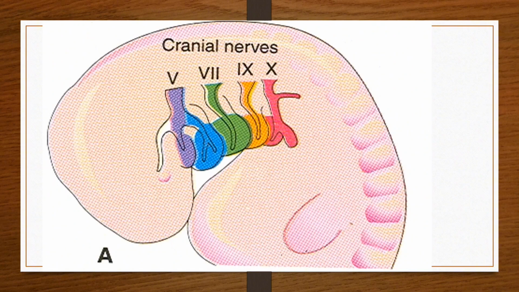So now here you can see the different arches and their nerves. The first arch, both the maxillary and the mandibular process, which are supplied by the maxillary and mandibular division of the trigeminal nerve. The second arch, which is supplied by the facial nerve. The third arch, which is supplied by the glossopharyngeal nerve, and fourth and sixth arches, which are supplied by the branches of the vagus nerve.